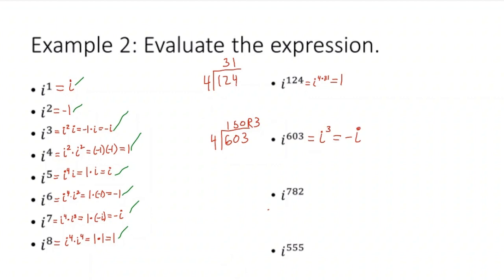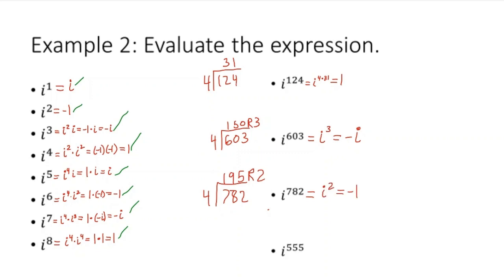i to the 782, we're going to divide 782 by 4 to see how many full cycles we go. And when we do, we get 195 with a remainder of 2. That means we're going to complete 195 full cycles of our pattern. We're only going to go 2 of the way into the next cycle. Since after every 4, we wind up at 1, our i to the 782 would just be the same as i squared. And i squared is negative 1.